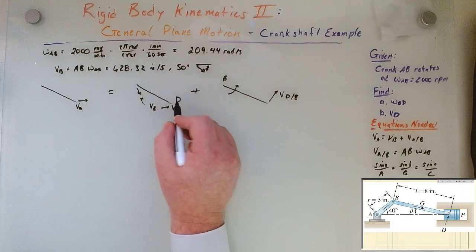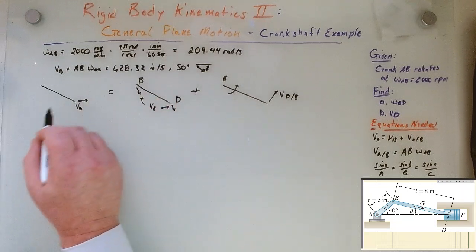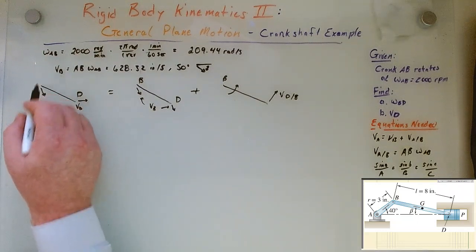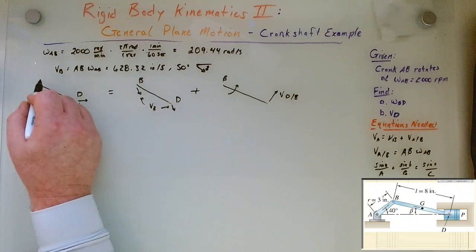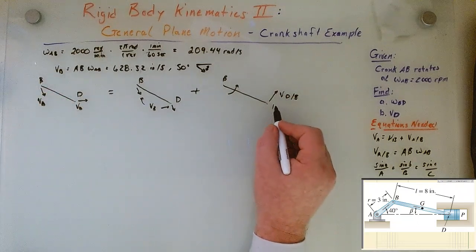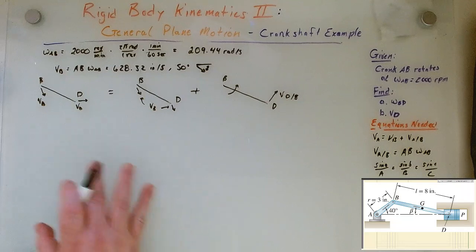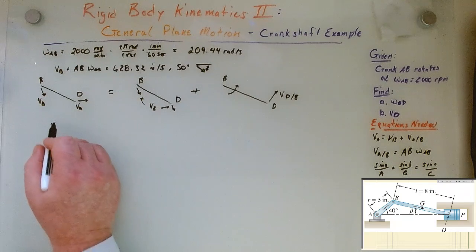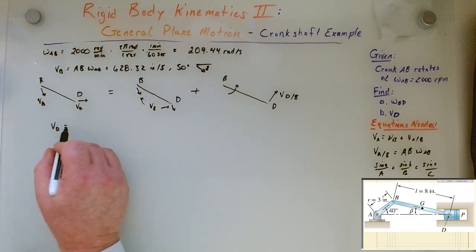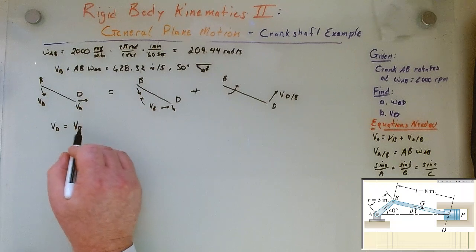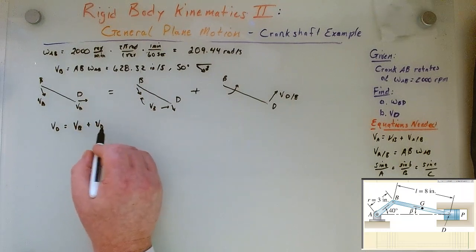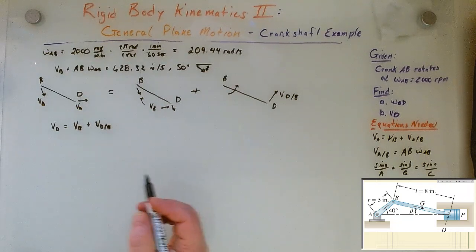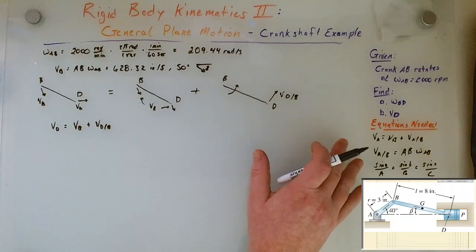And I guess I could put in letters here. This is D. This guy's moving there. So this is V sub B. This is point B. And this is point D, right? So in general, this aligns perfectly with this equation, right? So we have VD equals VB plus VD with respect to B. Okay, and from the video we just watched, we also know that we're going to need this other relationship.